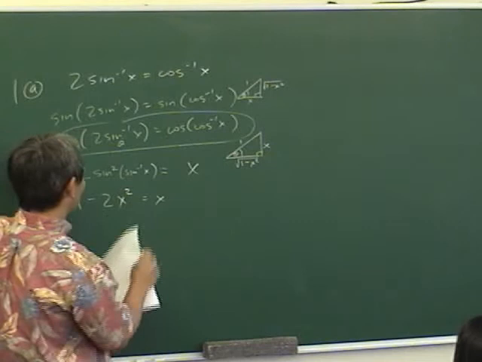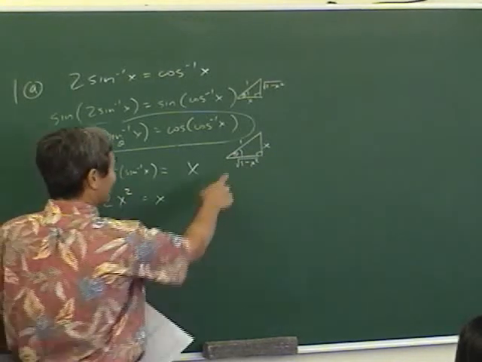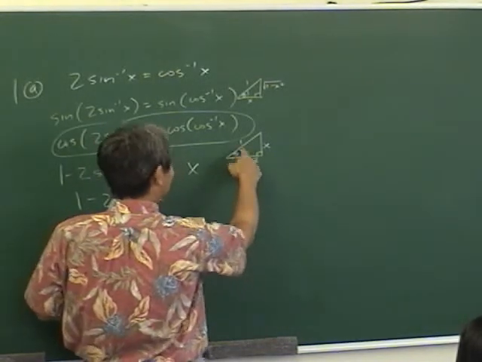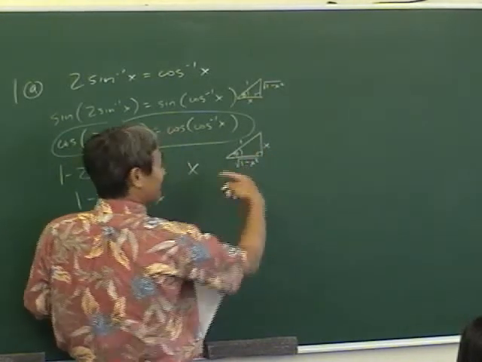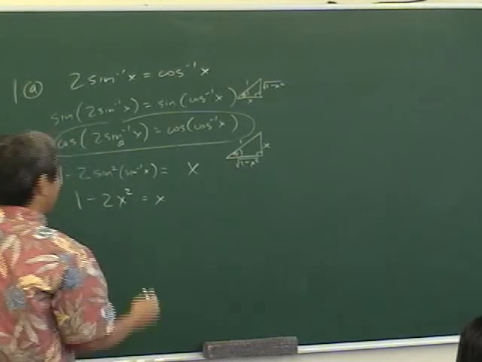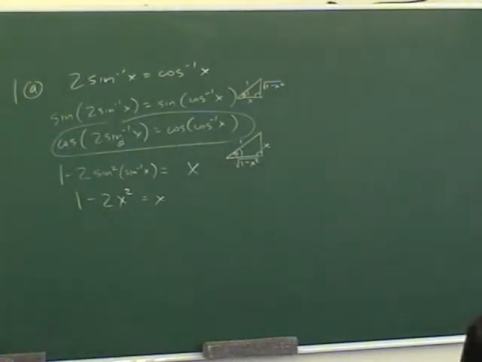Otherwise, if you use the cosine squared theta minus sine squared theta, then you've got to look at this triangle. Cosine theta is this over that, then you've got to square it. Minus sine theta, which is this over that, and square that. But it doesn't matter. You can use any of the three. You're going to get that.